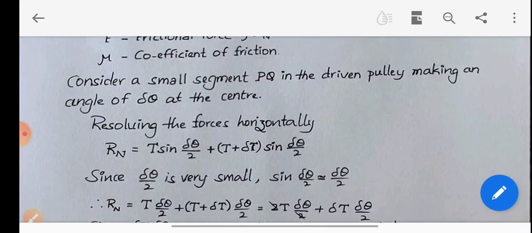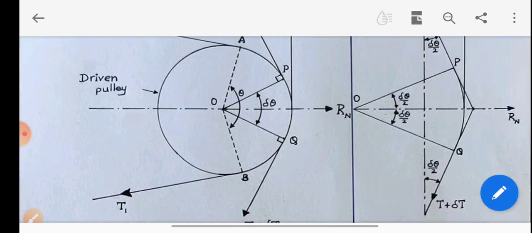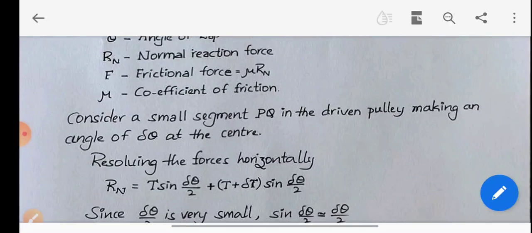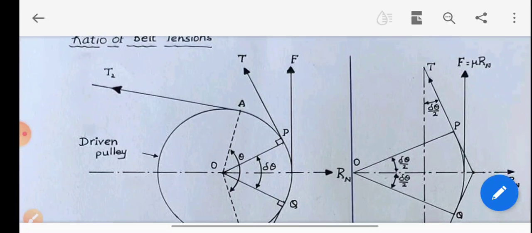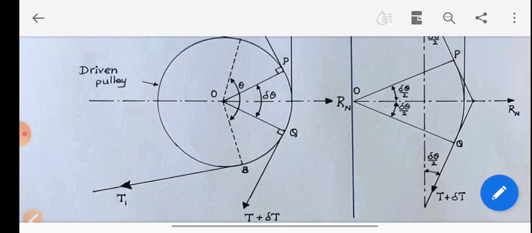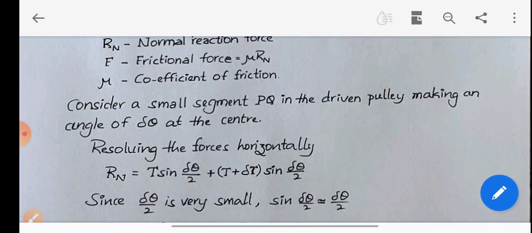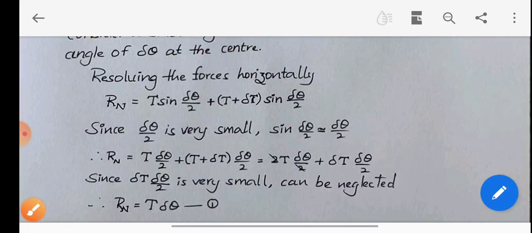When I resolve the forces horizontally, you can see the horizontal force is the reaction force Rn, that is the normal reaction force. So I will take Rn is equal to, you can see both T and T plus delta T are acting opposite to the direction of Rn. That is why I will take Rn is equal to T sine delta theta by 2 plus T plus delta T sine delta theta by 2. Right. Since delta theta by 2 is very small, as we have considered a small segment, this angle is also very small. So I can write sine delta theta by 2 as delta theta by 2. I will replace this sine delta theta by 2 by delta theta by 2 in the equation.